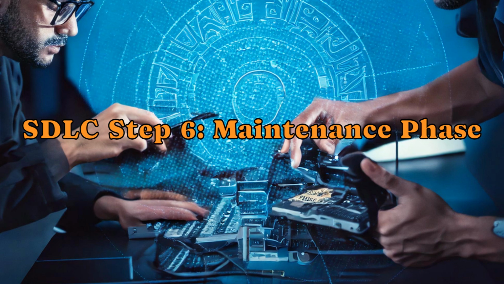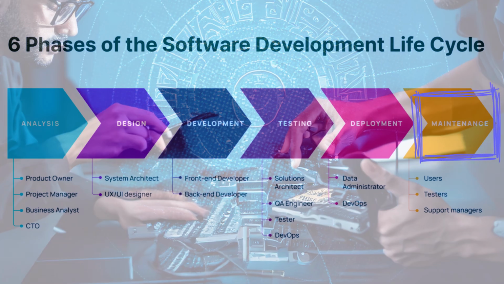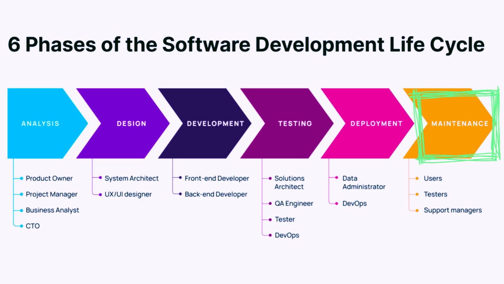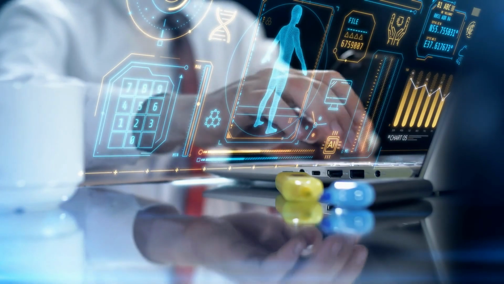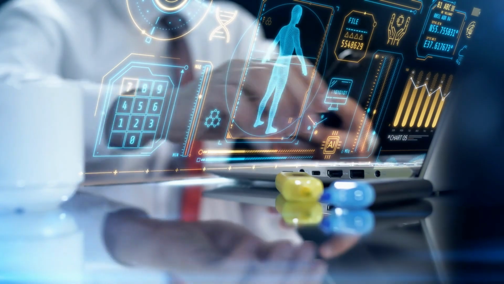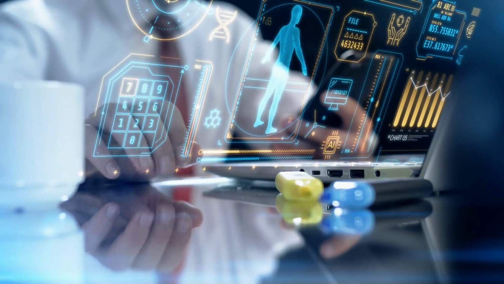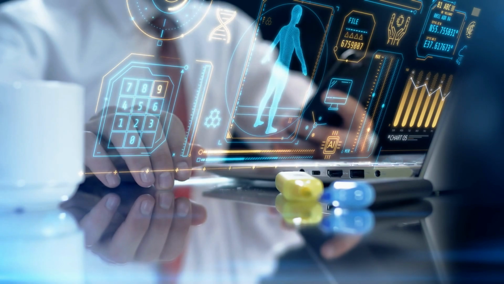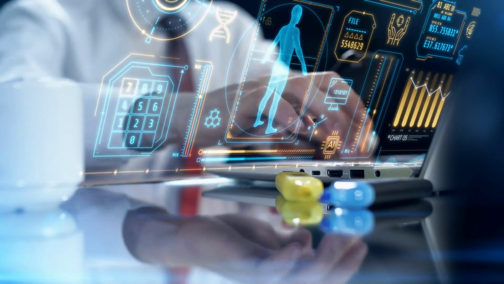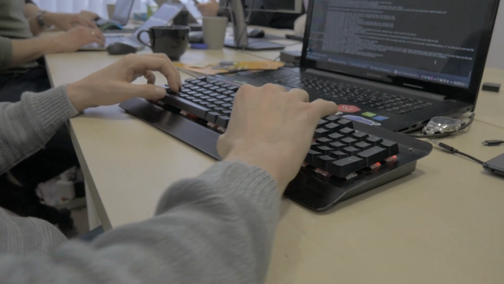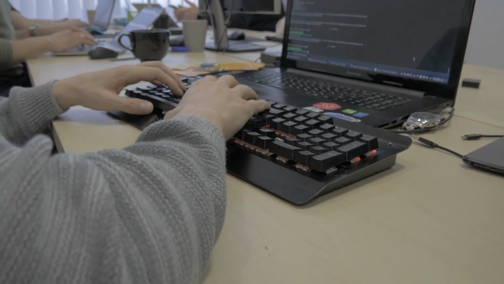Maintenance phase. The maintenance phase is the final phase of the software development lifecycle, SDLC. However, it is often the longest and most resource-intensive phase, as it continues for as long as the software is in use. The primary goal of this phase is to ensure the software remains functional, reliable, secure, and aligned with user needs throughout its lifecycle.